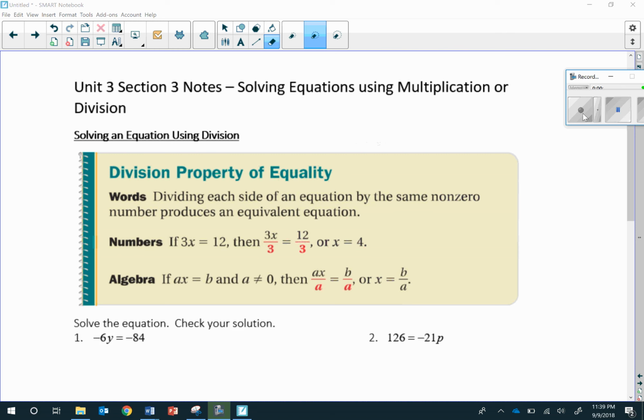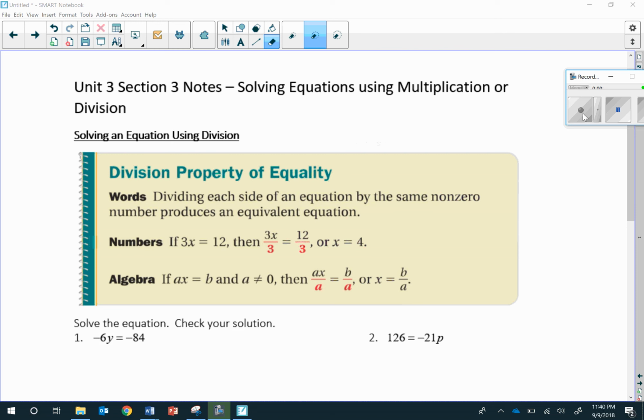Alrighty, we're going to get started with the Unit 3, Section 3 notes. And in this section, we're going to talk about how to solve equations using multiplication or division. In Section 2, we talked about using addition and subtraction as those were inverse operations. In this section, we can also use multiplication and division because they are also inverse operations.